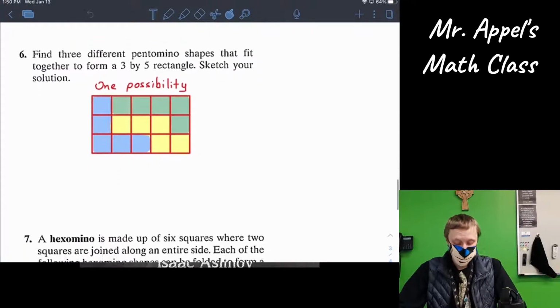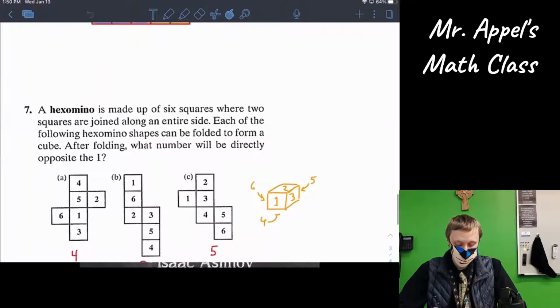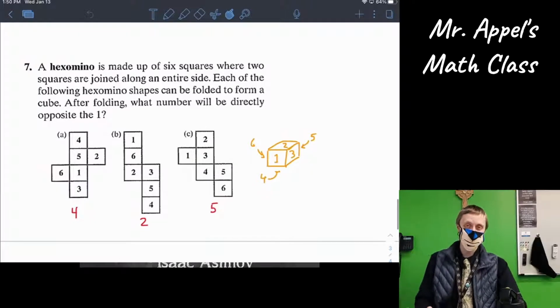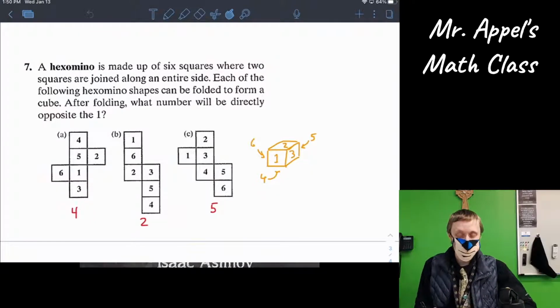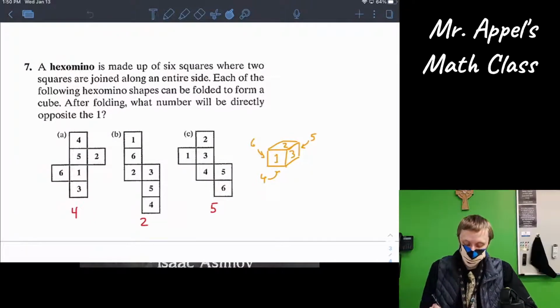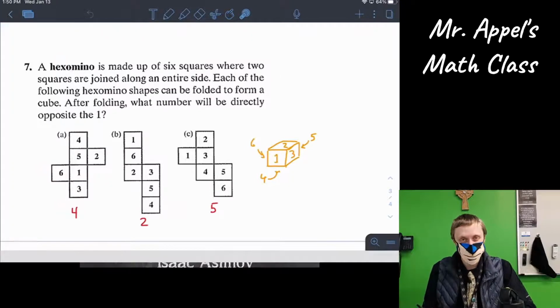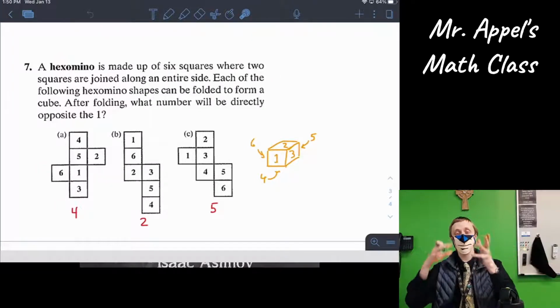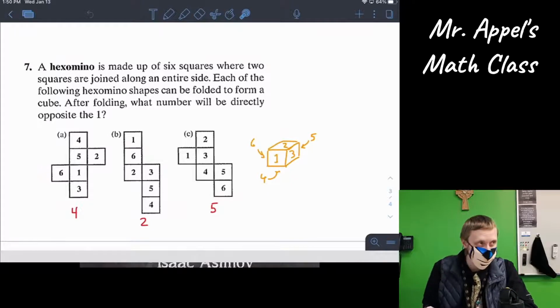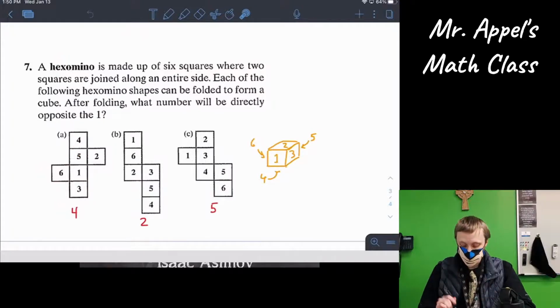And finally, if you went all the way to level 3, you dealt with the hexominos. This is 6 squares all together, and what's unique and wonderful about 6 squares is that they can fold up to form a 3-dimensional cube. Right? You could make your own custom dice by printing this thing and cutting it out and then folding it and taping it up. And then you could say, okay, what number ends up opposite the 1?